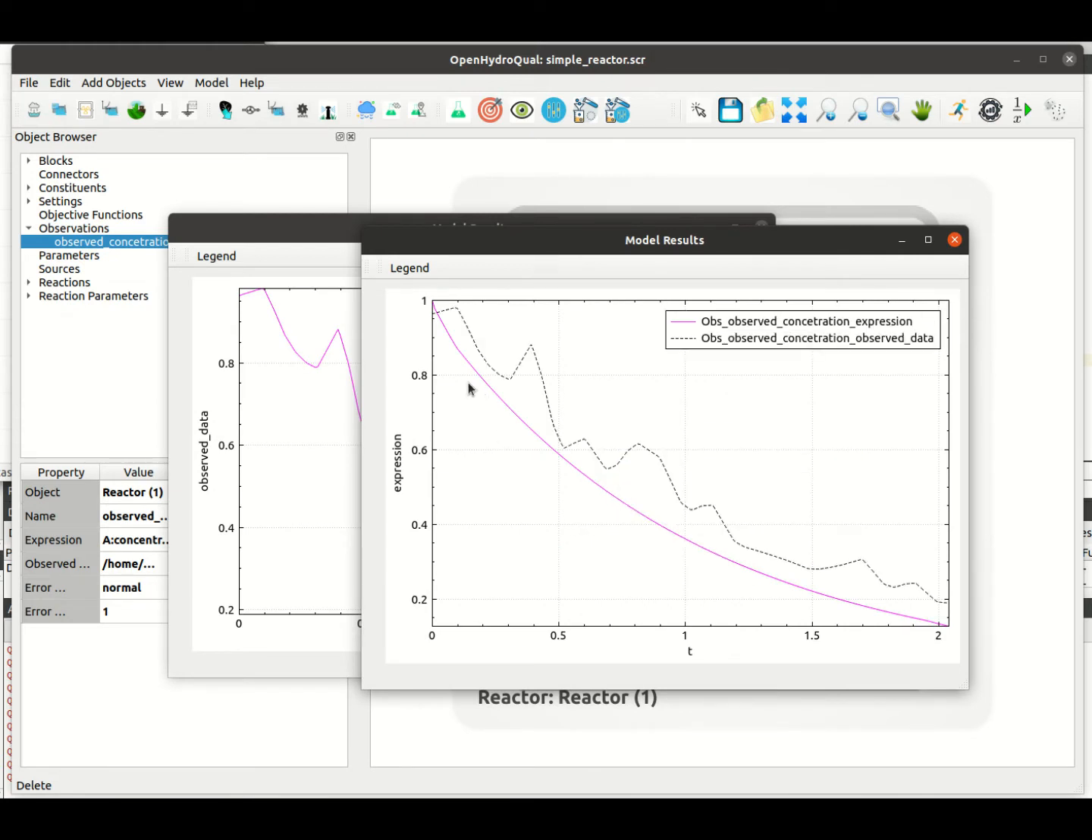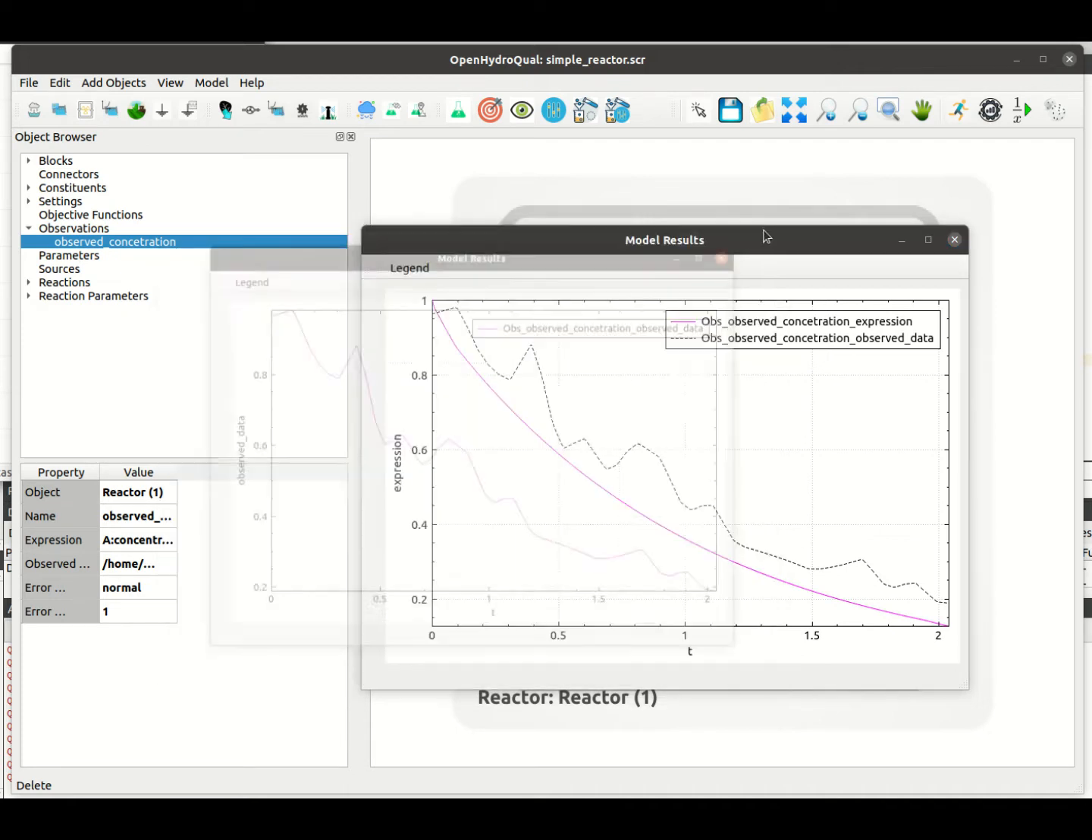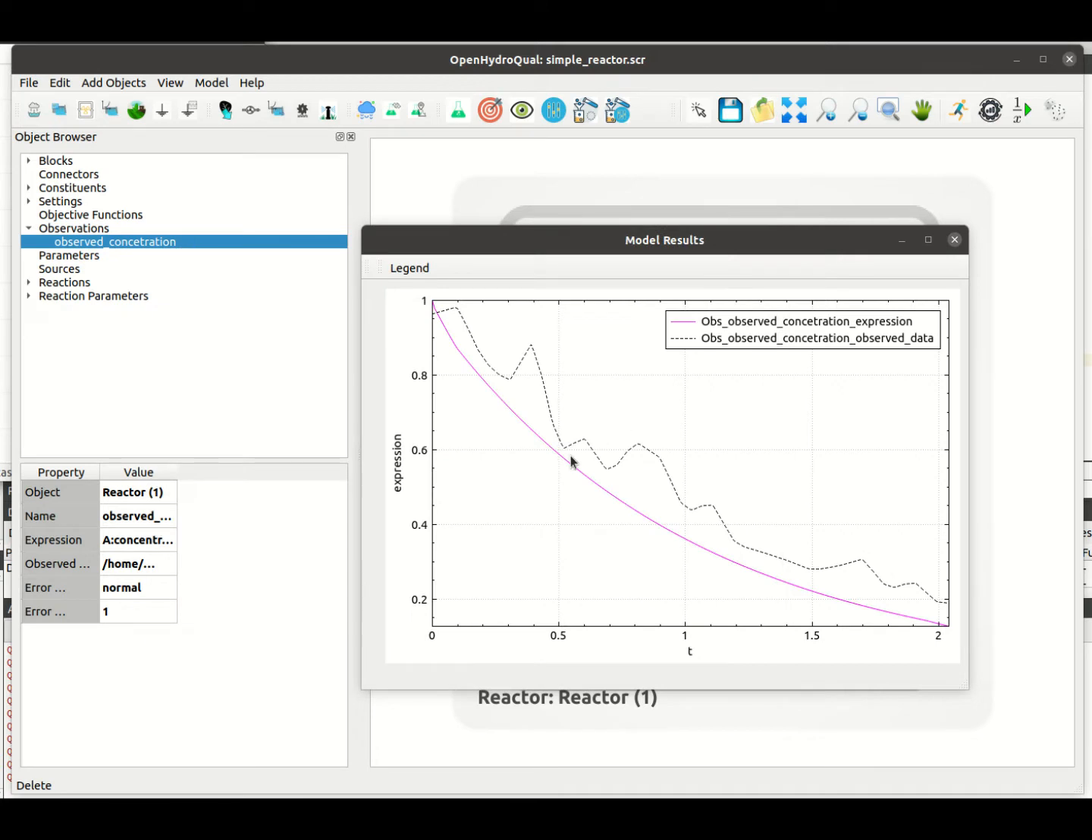And as you can see, there's a bias, there are some discrepancies as we expect because the model is not calibrated. I just basically entered the model parameters sort of arbitrary. Now let's do deterministic parameter estimation first, and then we're going to move to stochastic parameter estimation.